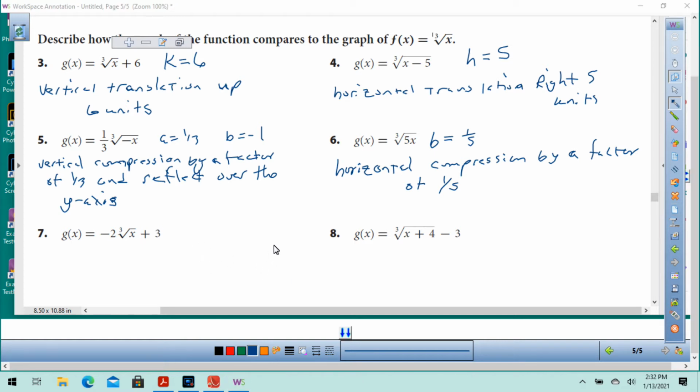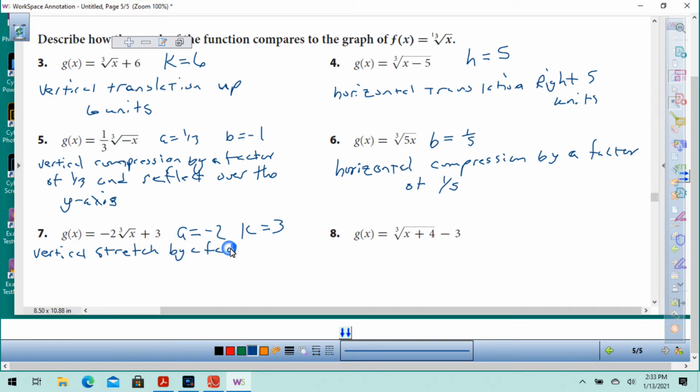7, we got a couple things going on in there. We've got a equals -2 and we have k equals 3. That's going to give us a vertical stretch by a factor of 2 and reflect over the x-axis. Plus, we're going to have a vertical translation up 3 units.